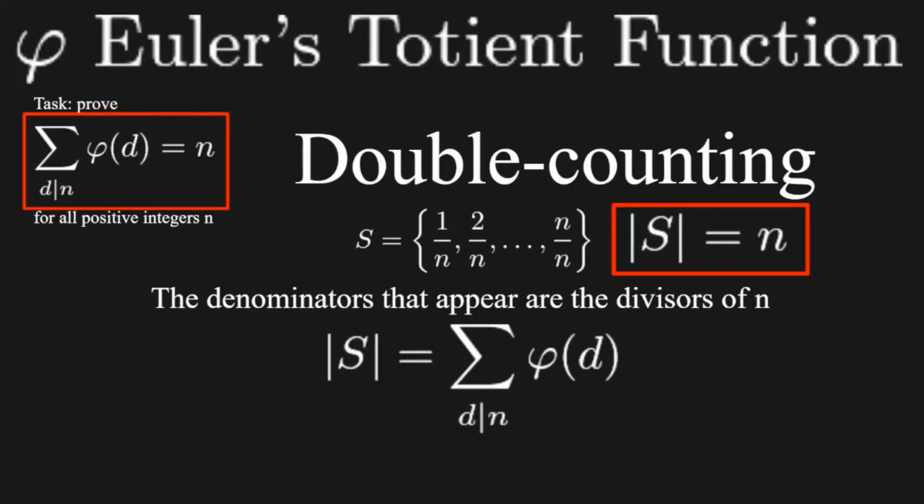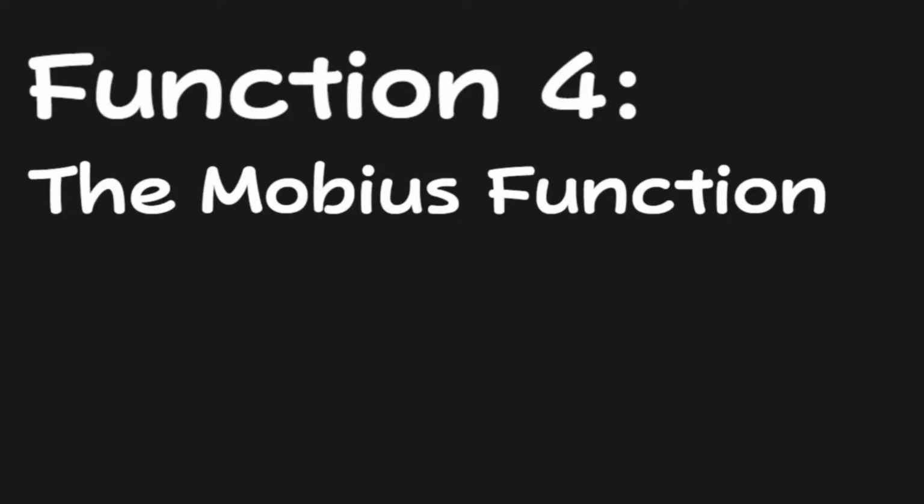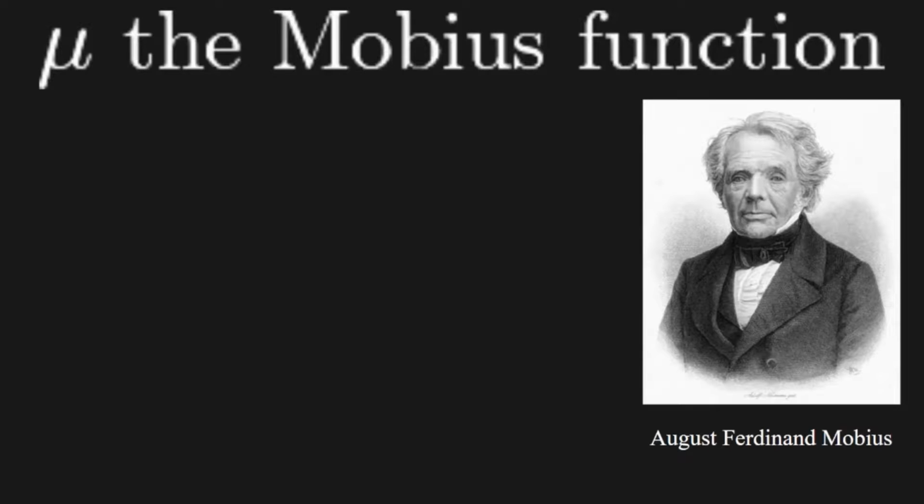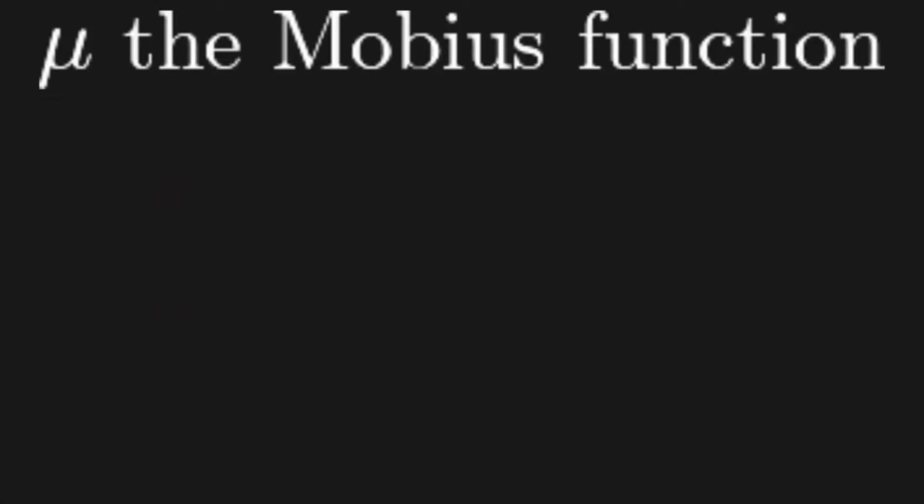Now we have one more function to talk about before we get to Dirichlet convolution. The last function we'll talk about is the Mobius function, named after August Ferdinand Mobius, who you might know from the Mobius strip. The Mobius function is denoted by the Greek letter mu.